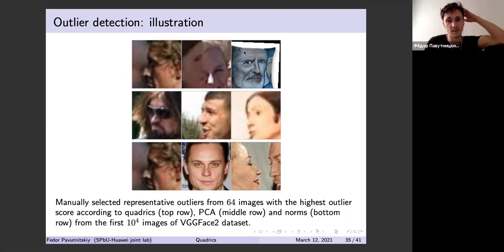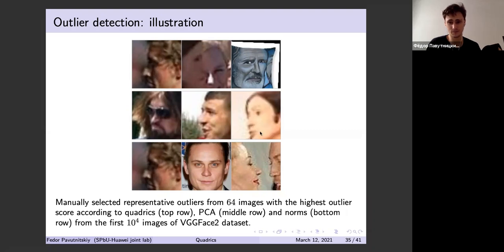So you can see that quadrics detect, for example, pictures which are not photos of humans. It detects pictures of multiple faces, low quality. Norms also detect them, but surprisingly, they detect completely normal images. If time permits, in the end, I will show you like 64 of these images, but I don't think that time will permit. We have only 10 minutes left. For PCA, the situation is different. So there are only 3 of them here, but the majority of the 64 outliers have huge sunglasses. So if there are no eyes in the picture, PCA detects it as an outlier.